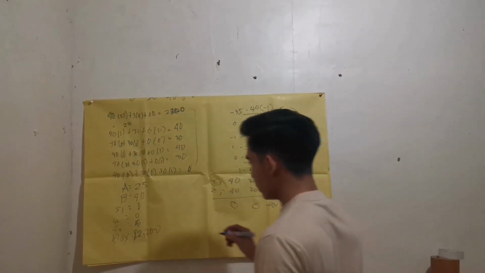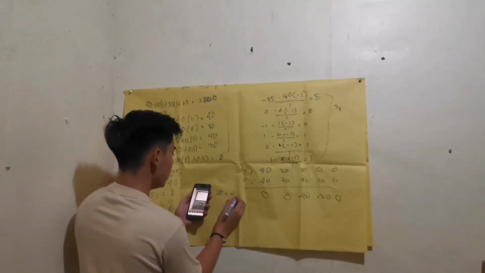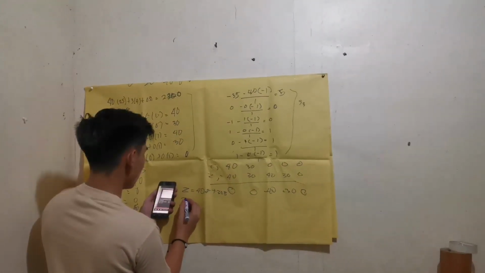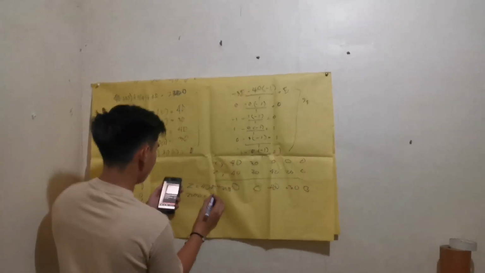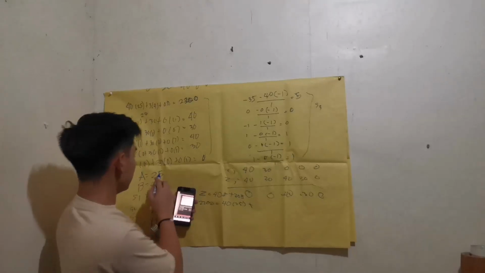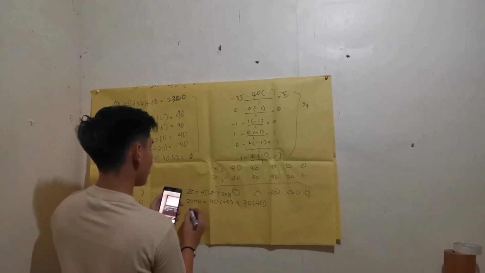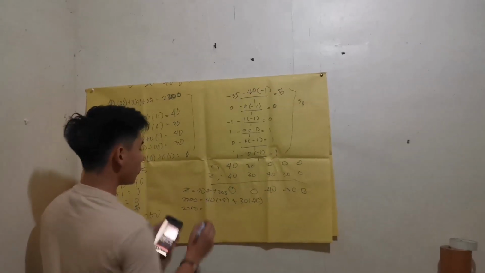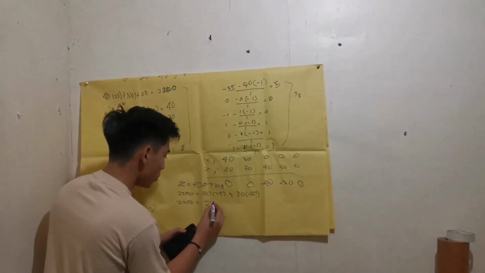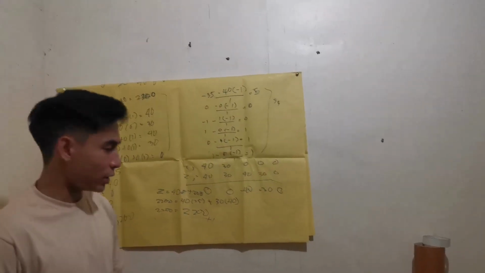So, in order to verify it, ano lang natin, Z is 40A plus 30B. Z natin is 2,200. I-distribute lang natin yung A and B. Ito. So, 2,200. So, 40 times 25 plus 30 times 40 is still 2,200. So, equal siya, no? So, yan. So, tama yung sinagutan natin.